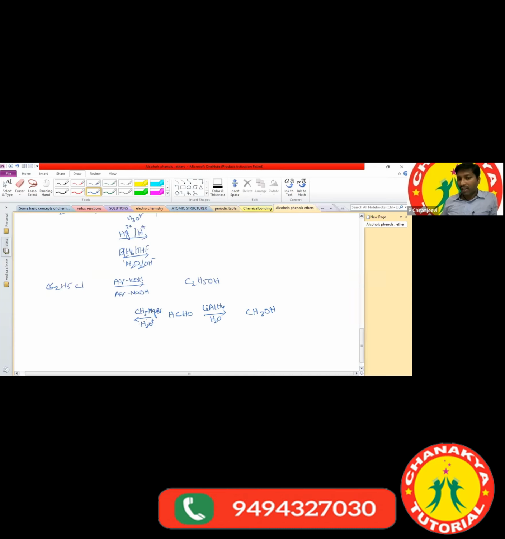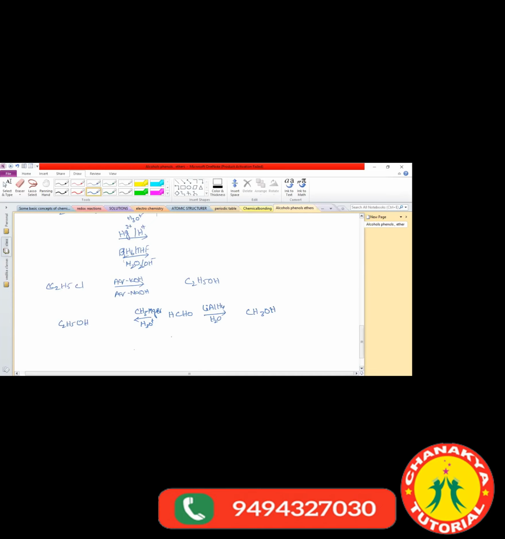H3O+. So whenever it is treated with methyl magnesium bromide and formaldehyde, ethanol is also formed, C2H5OH. Clear? Are you getting my voice, Srita? Yes, sir. Okay. So this is one method.